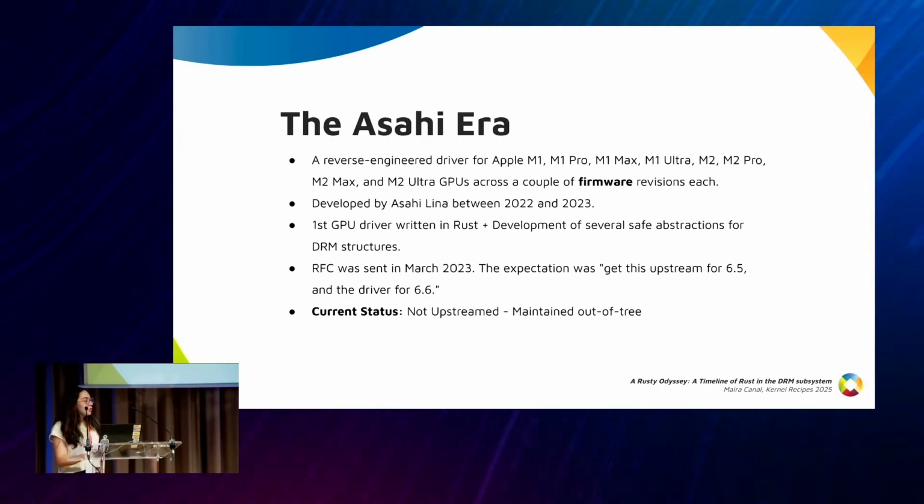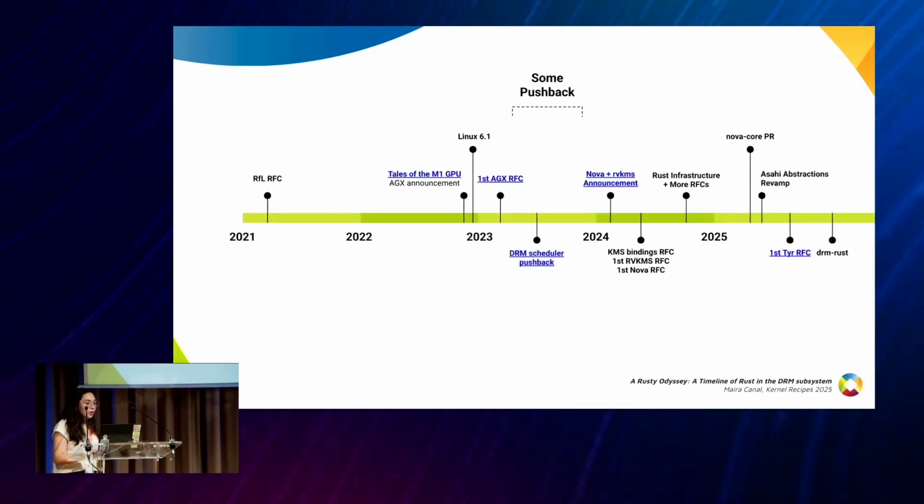But the RFC was a full package in a way, because it had the safe abstractions and also the driver, which avoided that famous chicken and egg problem with the Rust abstractions. The Asahi driver to this day is not upstreamed yet, and it's maintained out of tree. However, some of Lina's abstractions are reaching upstream due to other drivers. And well, the next section that I selected was some pushback that happened in the community.